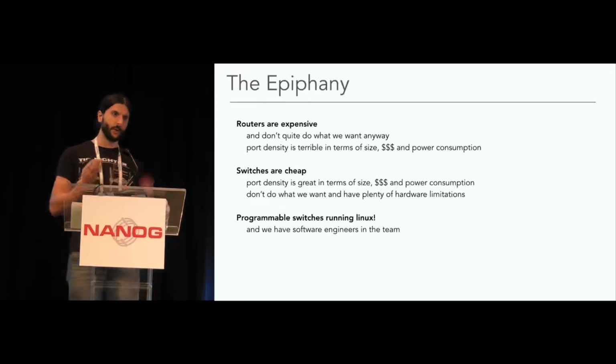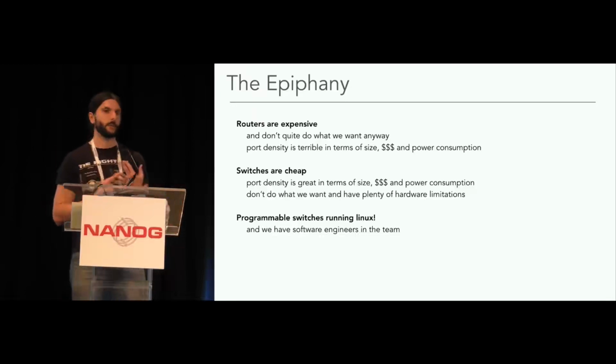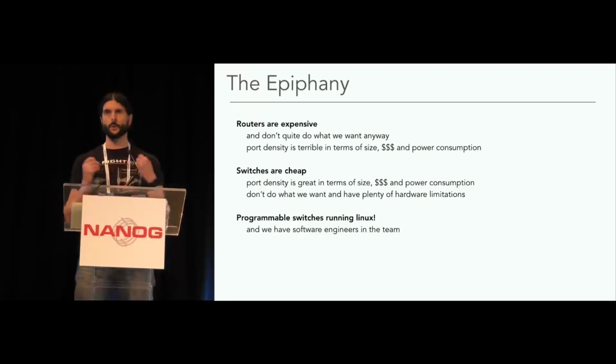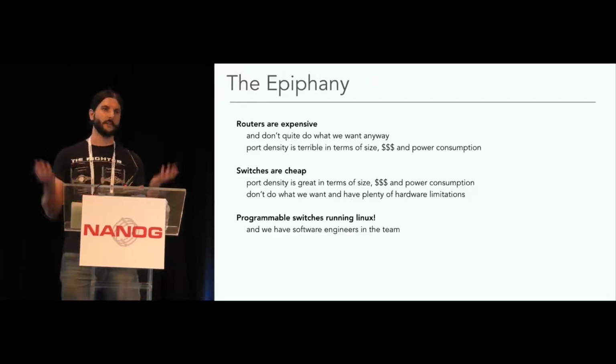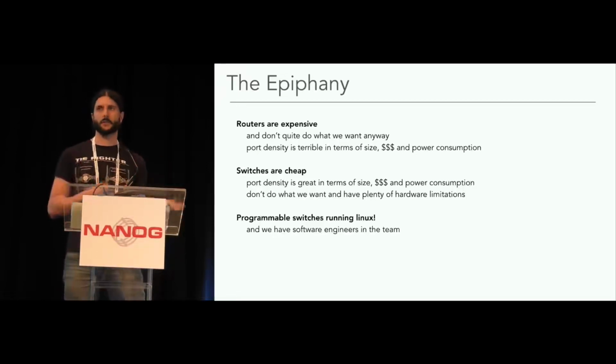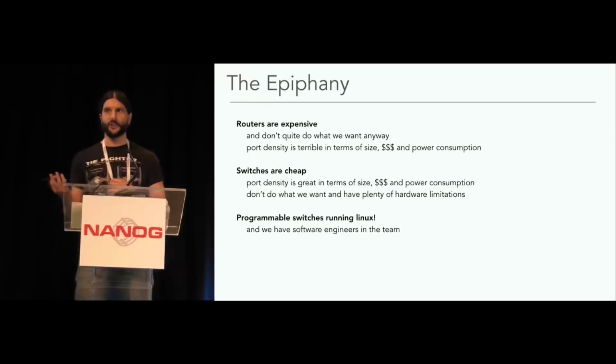So at this point, the team came to the realization that routers are expensive, and they don't do what we want anyway, because we want to push the responsibility to the application. They are super expensive, and their port density is not good. So not only CapEx is going to be bad, but OpEx is going to be bad as well because of power consumption, rack space, everything. On the other hand, switches are cheap.